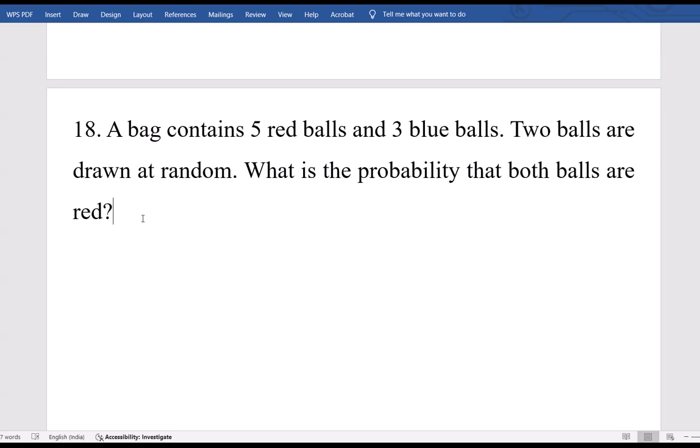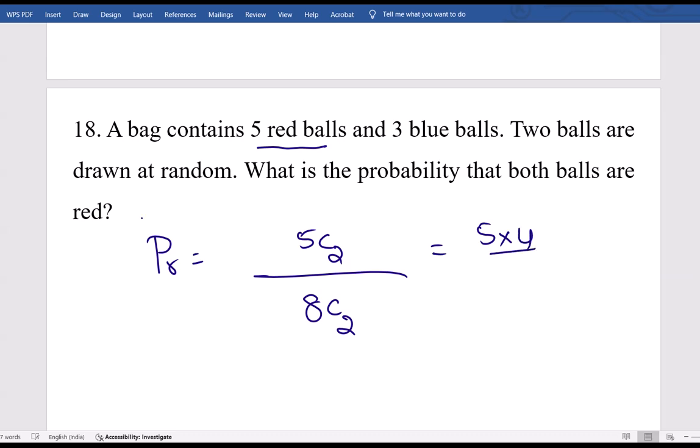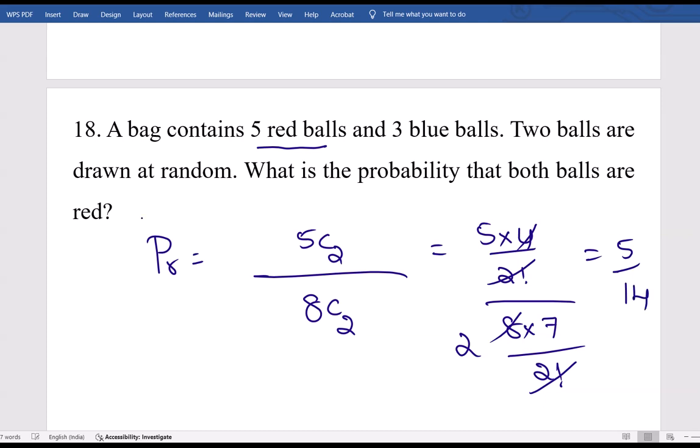So what is the answer? Probability is favorable out of total. How many balls total? You have to draw 2, so 8C2. And favorable is both should be right, 5C2. 5C2 is nothing but 5 into 4 divided by 2 factorial. 8C2 is nothing but 8 into 7 divided by 2 factorial. This will cancel for 2 times. It's nothing but 5 divided by 14. Very basic question.